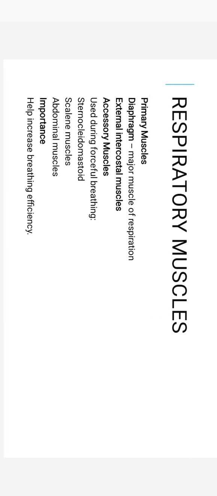Next, respiratory muscles. Respiratory muscles are responsible for the mechanical process of breathing. The most important muscle is the diaphragm, which contributes significantly to normal breathing. When the diaphragm contracts, the thoracic cavity expands, allowing inspiration. The second important group includes the intercostal muscles, which are located between the ribs. There are two main types of intercostal muscles. The external intercostal muscles help during inspiration by lifting the ribcage. The internal intercostal muscles mainly participate during forceful expiration.